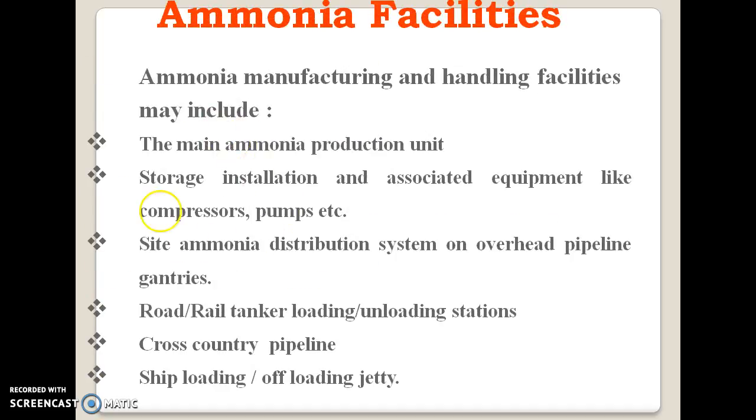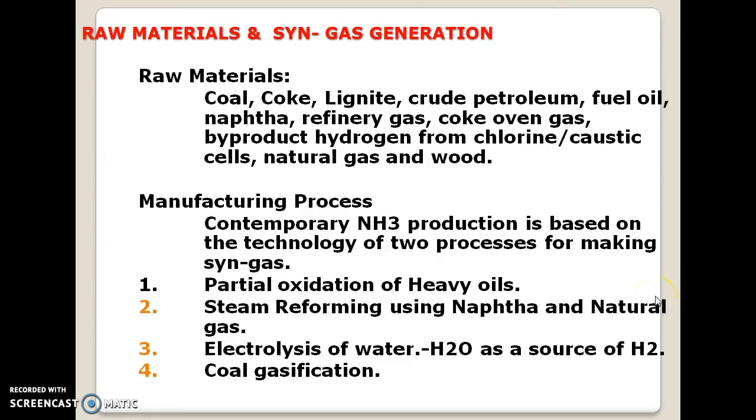So these are the different facilities required when you speak of ammonia production. Obviously you require a main production plant, then storage equipment like compressors and pumps, then an ammonia distribution system, then the transport system, shipping system, everything. Now this is an overview of the raw materials required and the process of ammonia production. Basically, getting hydrogen, reacting with nitrogen and getting ammonia.